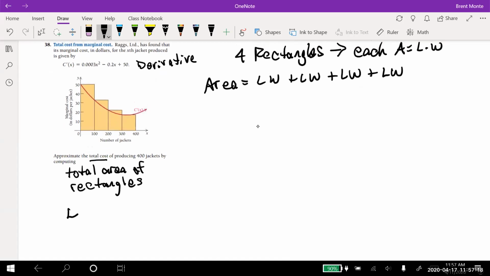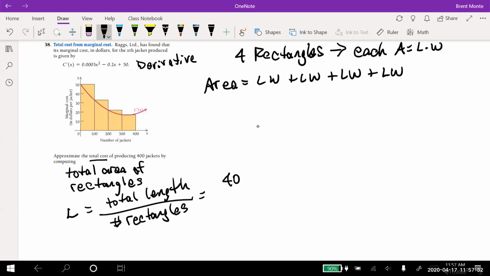So the length is total length, and again over the number of rectangles. And in this case, we go all the way to 400. Now, since I started at 0, if I was only going from, say, 100 to 400, then I'd have to do 400 minus 100 is 300 because the width would only be 300. But since we're going all the way to 0, it's the same as what the last one is, obviously. So divided by 4, so I get 100. So each length is going to be 100. So now when I do my area, we'll just call it A, I'm going to plug in 100 for each of those lengths. But let's talk about the width.